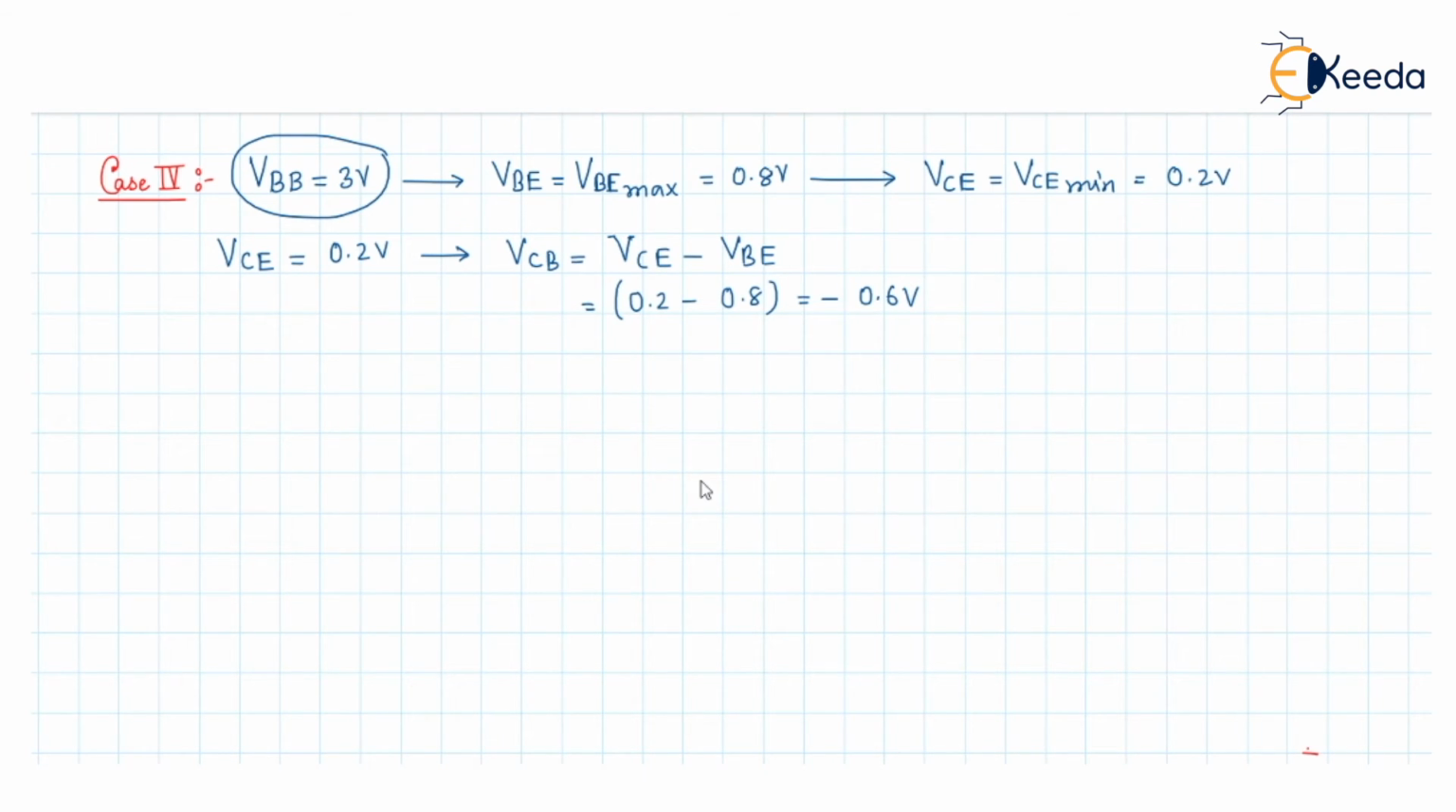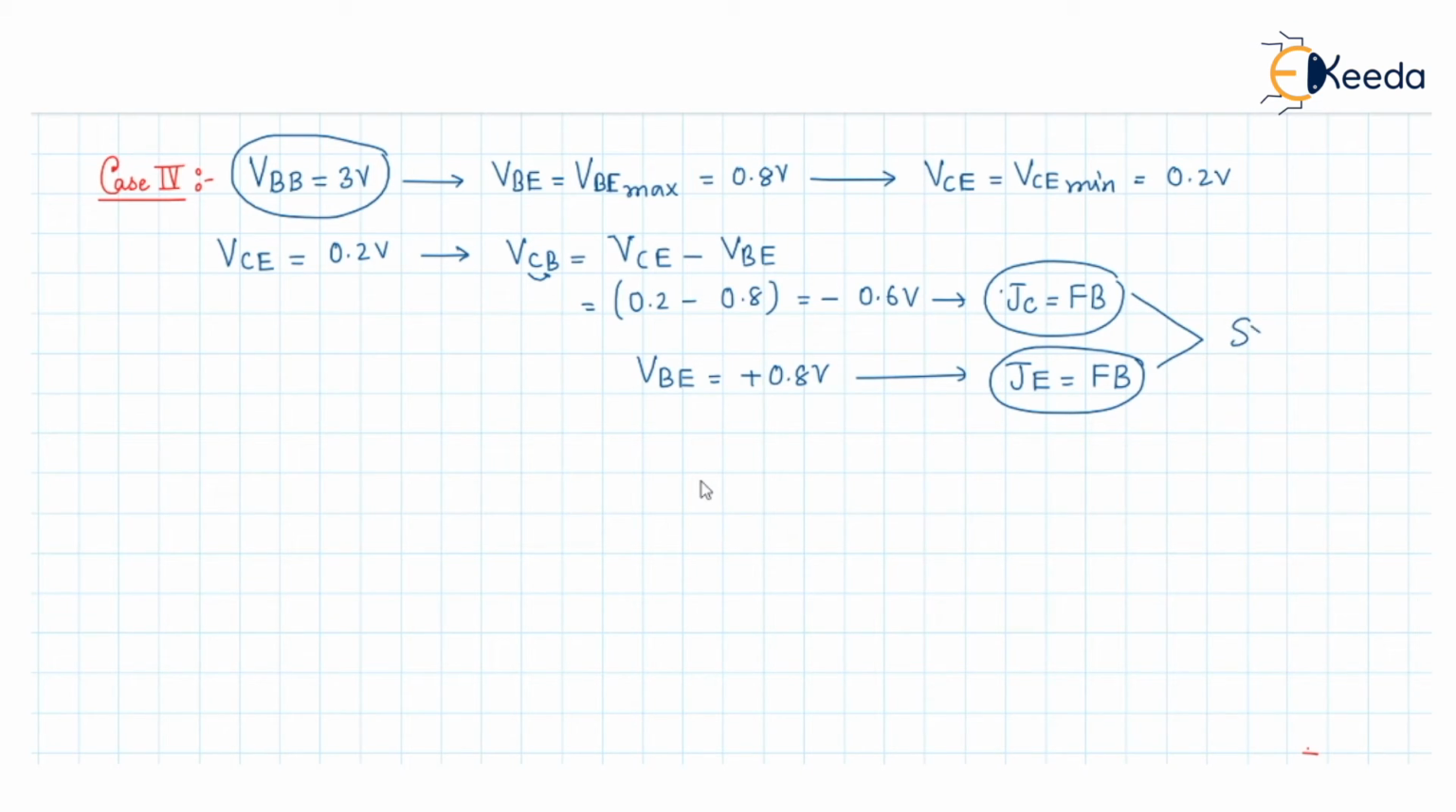So we can see the collector to base potential is right now negative. That means the collector is at lower potential than the base. We can say that the JC junction will be right now in the forward bias. And since the VBE, that is the base to emitter potential, is also positive here, we can say that the JE junction is right now also in the forward bias. For this case, the transistor is right now operating in saturation.